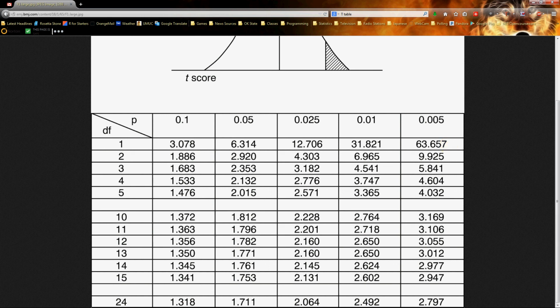Hopefully this was helpful. The t-table is a little bit more straightforward than the normal distribution, but the rules of reading the t-table are very different from that of the normal distribution.